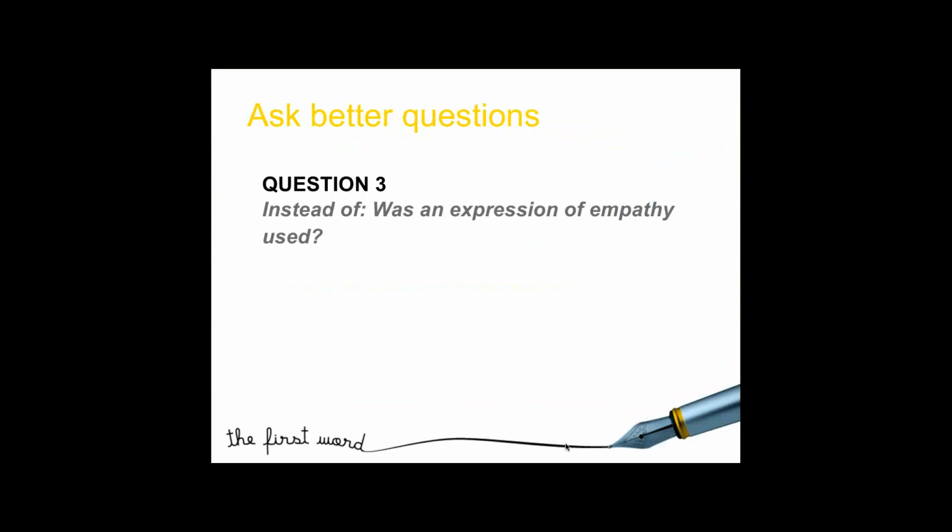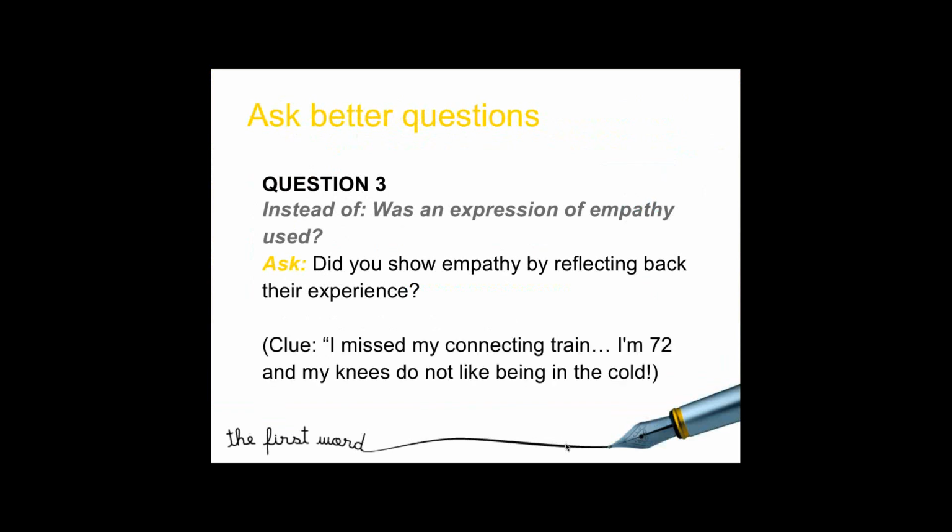Question 3. Was an expression of empathy used? Well, we saw that technically, yes, the robot did use a very generic expression of empathy. So a better question is, did you show empathy by reflecting back their experience? Now, customers give us all kinds of clues about how they felt and what their experience was, and we can use that when we're writing back to them. And here's just a couple of things that Mrs. Hanley said. So the first one was, I missed my connecting train. Another one was, I'm 72 and my knees do not like being in the cold. She said lots of other things. And if we reflect those things back, then she knows that we've listened to her.